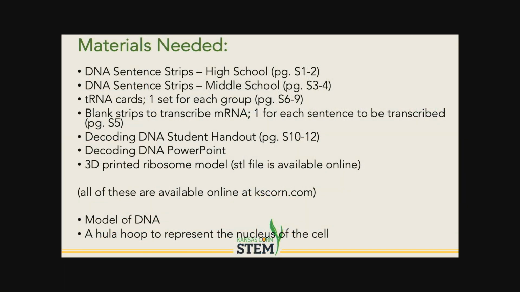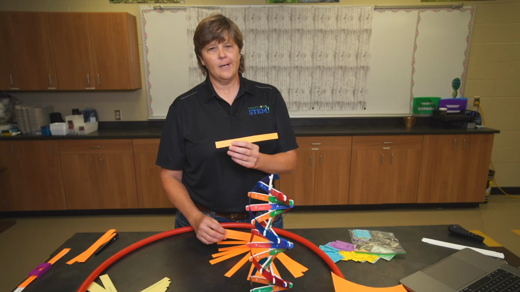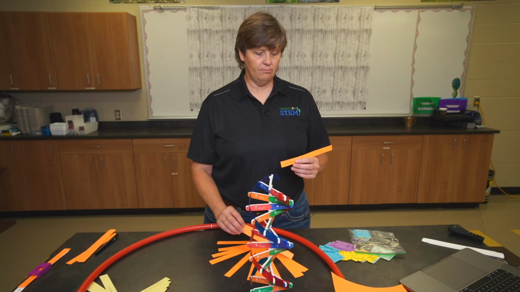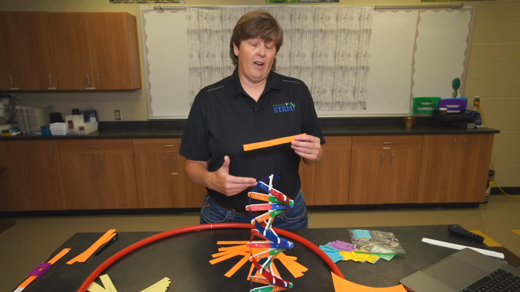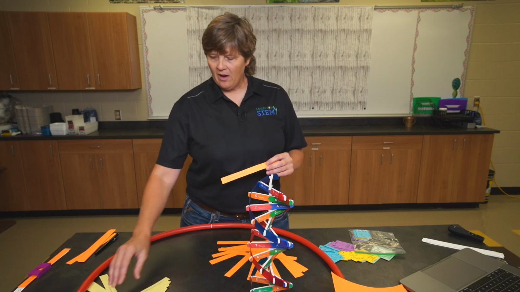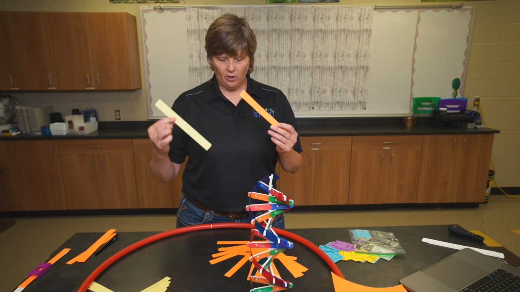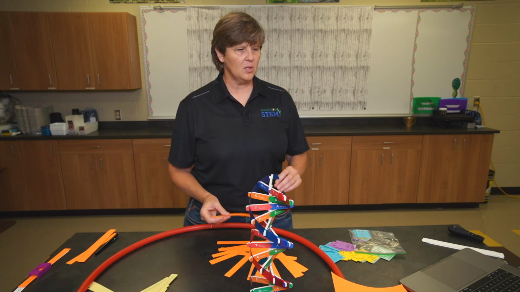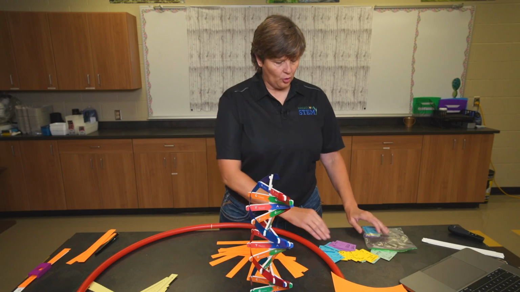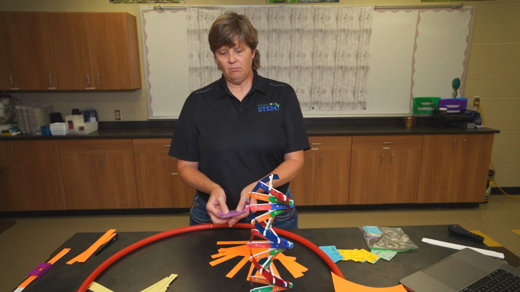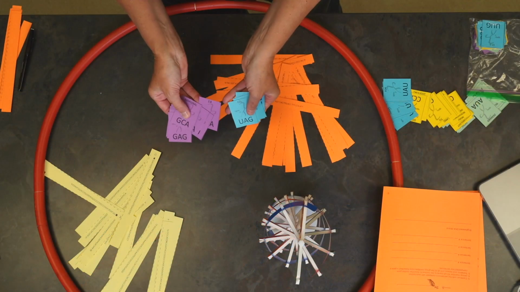It has low-cost materials. One of the things that we want to have are our DNA sentence strips, and those are provided on the website. We have both middle school and high school strands, and they're color-coded here just so you can see the difference. You need a set of transfer RNA cards, and I will explain the color differences later.